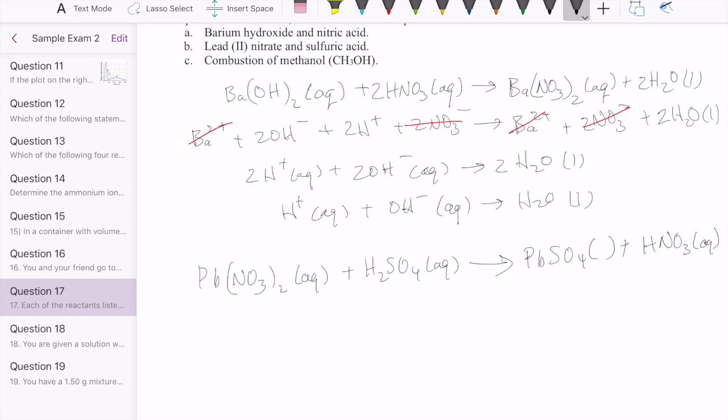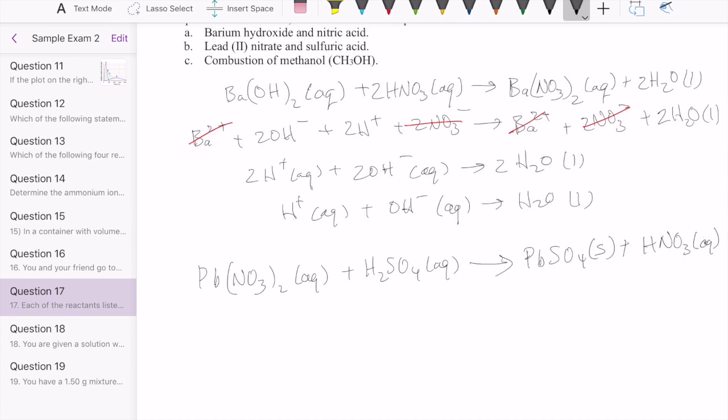The question is what's PbSO4? So you have to remember your solubility rules here. And in your solubility rules, all sulfates are soluble with certain exceptions, lead being one of the exceptions. So this is actually going to be a solid. And if that's a solid, that means there is a reaction.